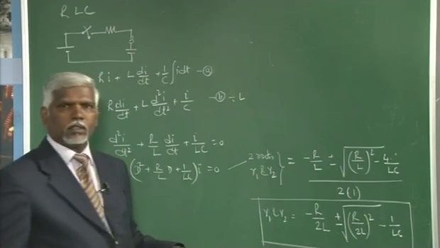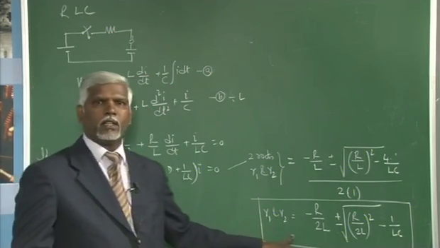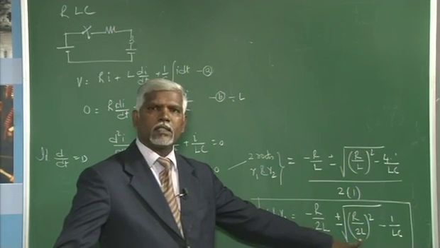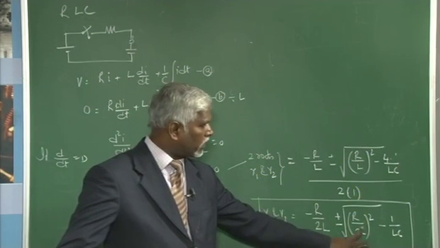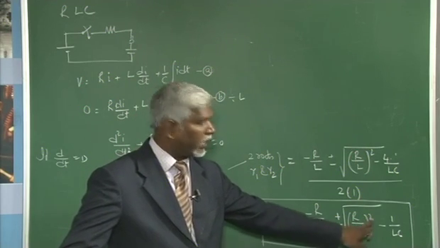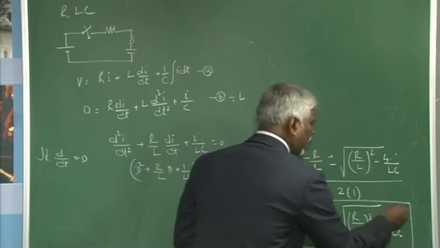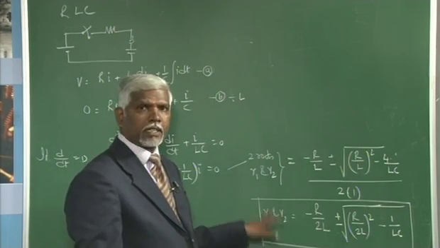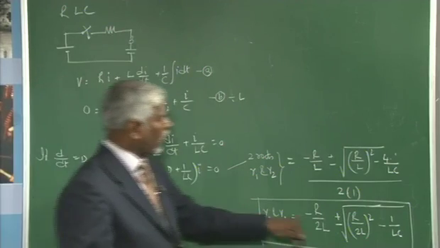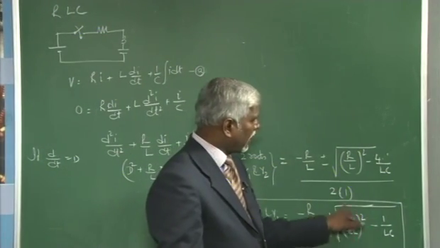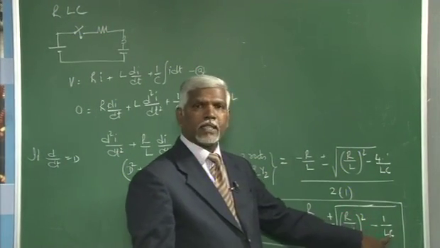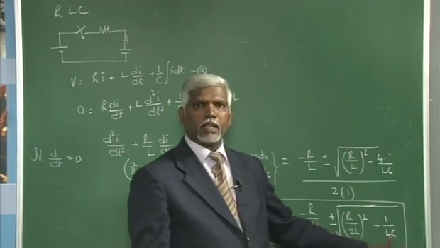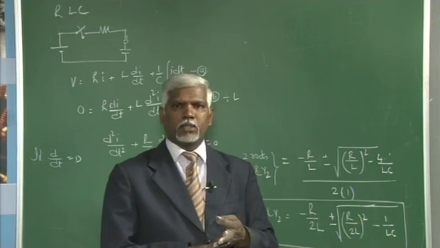Now, this leads to three different cases. We will just see what they are. My two roots for the second order equation in the RLC circuit contain the term R by 2L whole squared, which can be equal to 1 by LC, greater than 1 by LC, or less than 1 by LC. On this basis it will be an overdamped, underdamped or critically damped circuit.